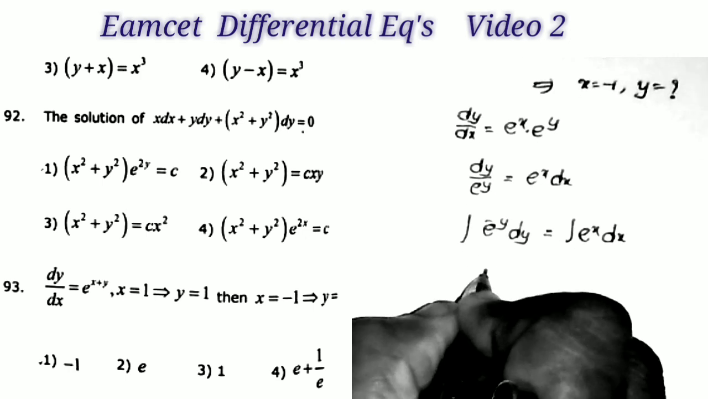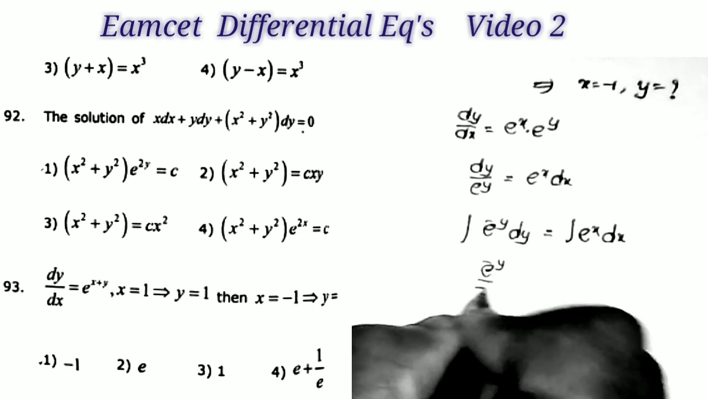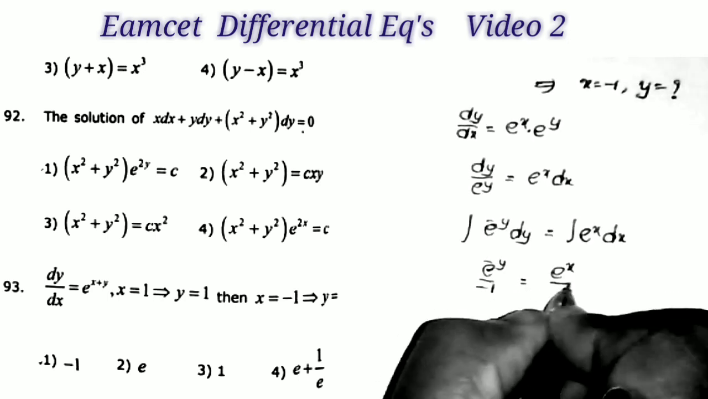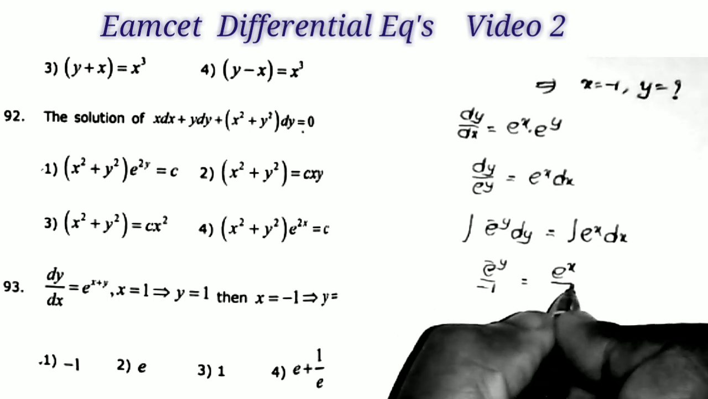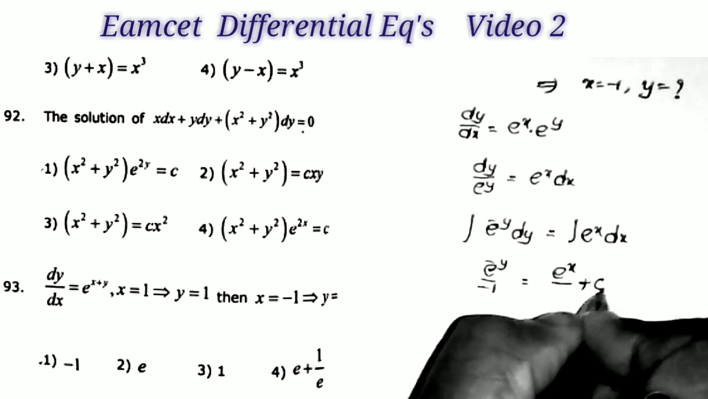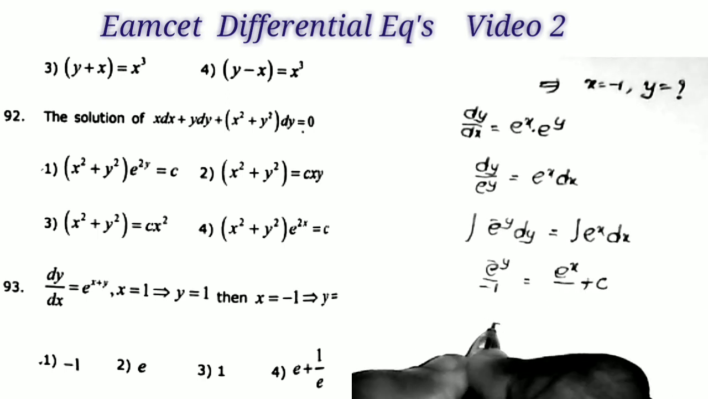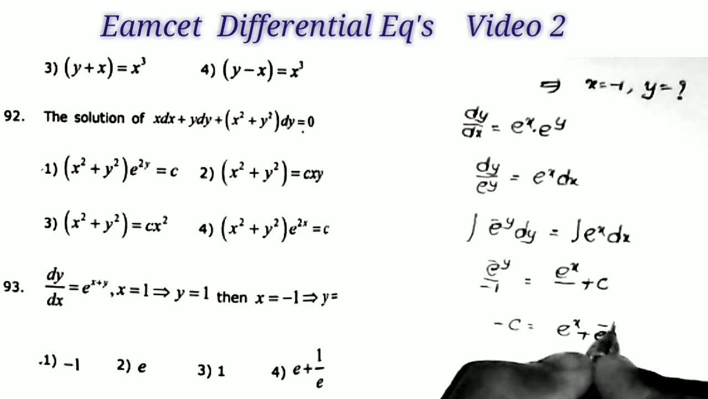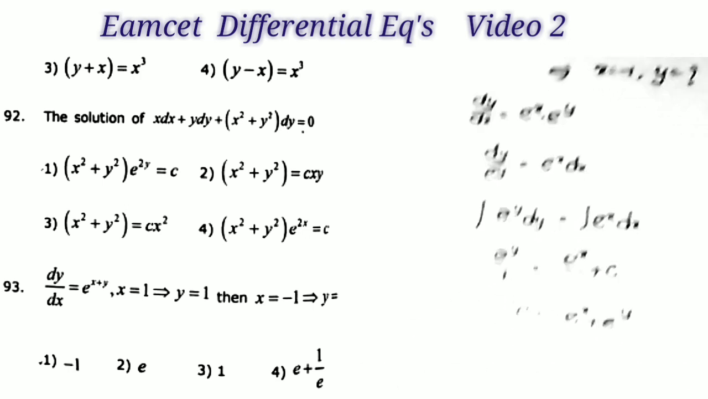Now what is e power minus y integration? E power minus y by minus 1. And what is e power x integration? E power x plus c. Now, so minus c is equal to e power x plus e power minus y. Just writing this value to this side.